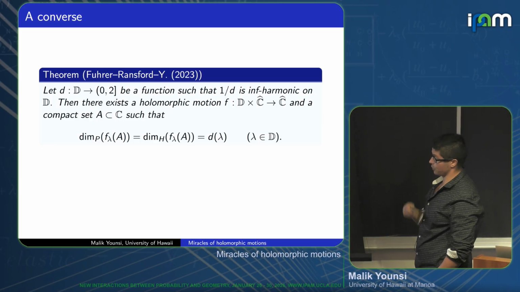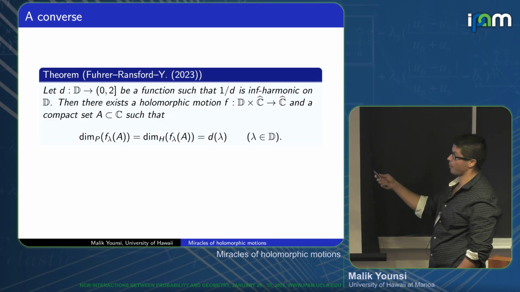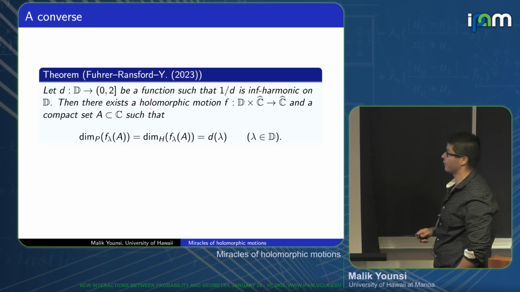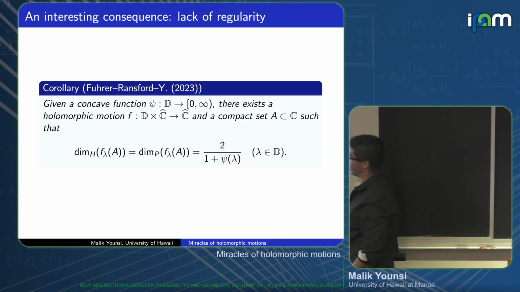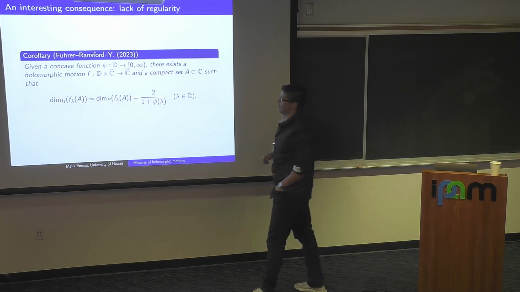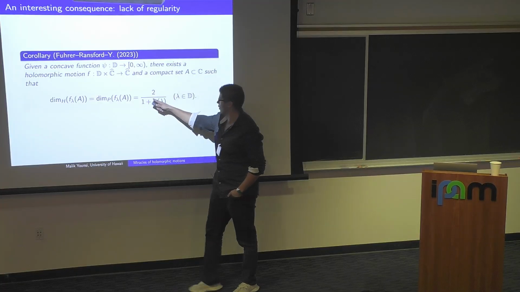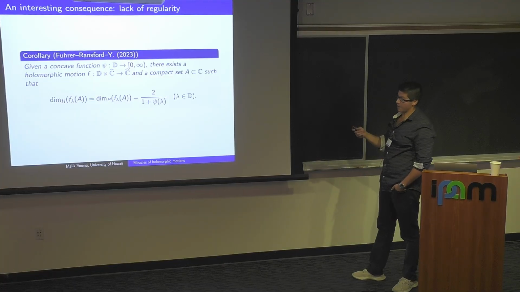So an interesting consequence of this is you can have holomorphic motion where the dimension changes with very little regularity, because these inf harmonic functions, they can have very little regularity. So for example, if you look at this corollary here, so if you start with any concave function, then you can find a holomorphic motion whose dimension changes according to essentially the reciprocal of this concave function. So the variation of dimension under holomorphic motion essentially can have the same lack of regularity as an arbitrary concave function. Okay. So we have this converse result as well.